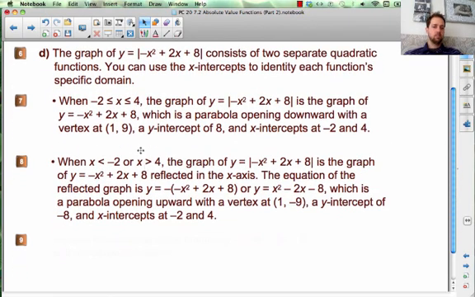But outside of -2 and above +4, so if x is less than -2 or x is greater than +4, we have to use the graph of this thing that's reflected in the x-axis, so the negative version of this entire parabola, which of course we apply the negative sign to the whole thing, and it becomes x squared minus 2x minus 8, because we want to turn it into an upward opening parabola like this one, so that those arms go up like that rather than down, which they would with this one. Okay.